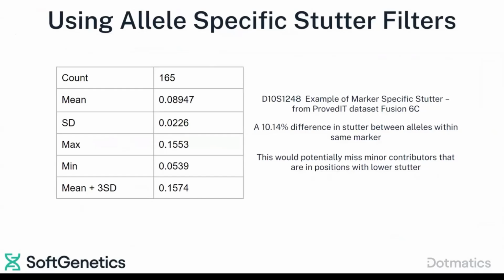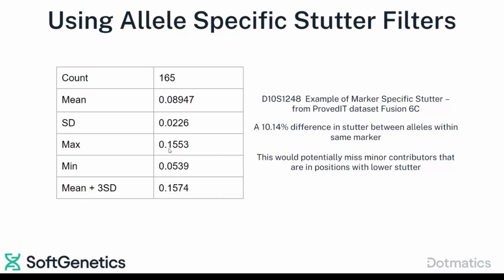Okay, when using allele specific stutter filters, one of the ones that I checked was D10. And this is an example of marker specific stutter. I used a sample from the Proved It database. It was a Fusion 6C, and I had 165 alleles. The mean stutter was about 8.9%. The standard deviation, 0.022.